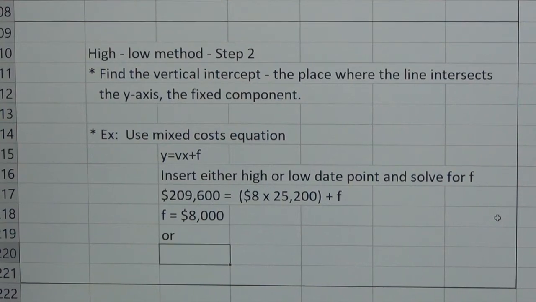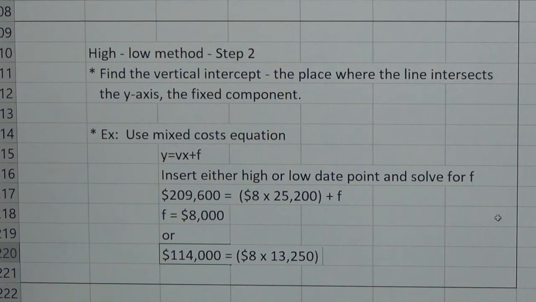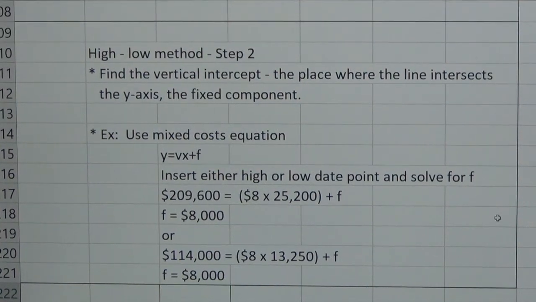So our fixed portion of this equation is 8,000. Or we could go on the other side and just use the low point. We know that was 114,000, and that also equals $8 times the low number of units, 13,250, plus the fixed cost. But we should still get the same. If this all works, F is still going to be equal to 8,000. In the first step, we figured out what the variable cost per unit was. Now we've solved for what the fixed portion is.